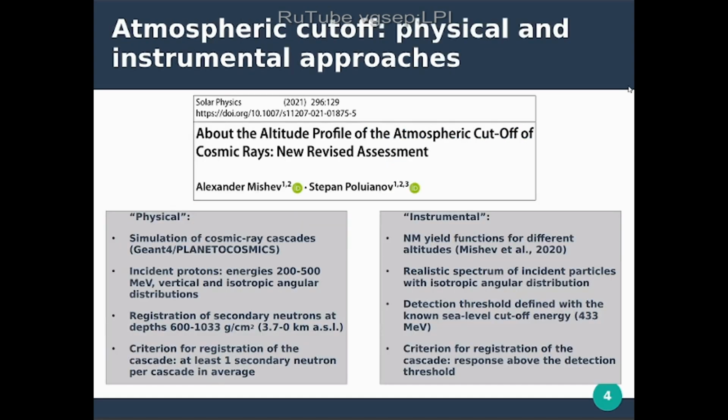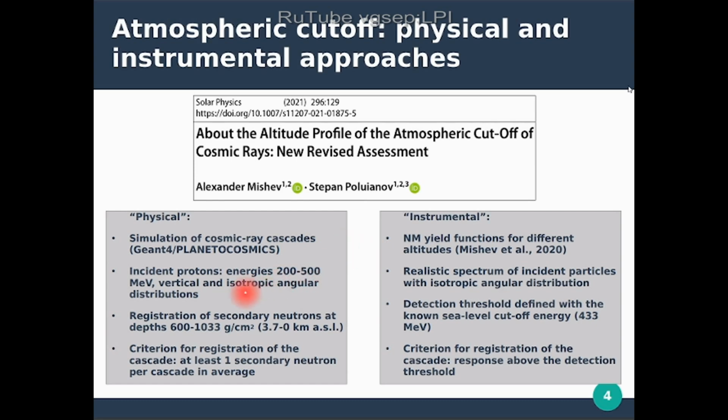So in this work, published last year, Alexander Mishev and I calculated the atmospheric profile, how the atmospheric cutoff changes with the altitude, and we applied two different approaches. We call them one physical and another one instrumental, let's say. The first one: we use the Geant4-based PLANETOCOSMICS code to simulate the development of the cosmic ray cascade in the atmosphere, and we hit the atmosphere with monoenergetic beams of particles with vertical and isotropic angular distributions in this range.